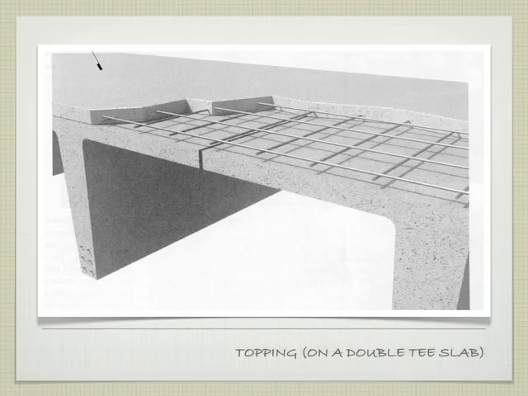So here we have topping on a double T slab. We have our two T's put together. We put reinforcing on top of that, and we put our topping right on top of that to tie the whole piece together. Make sense? Yeah?